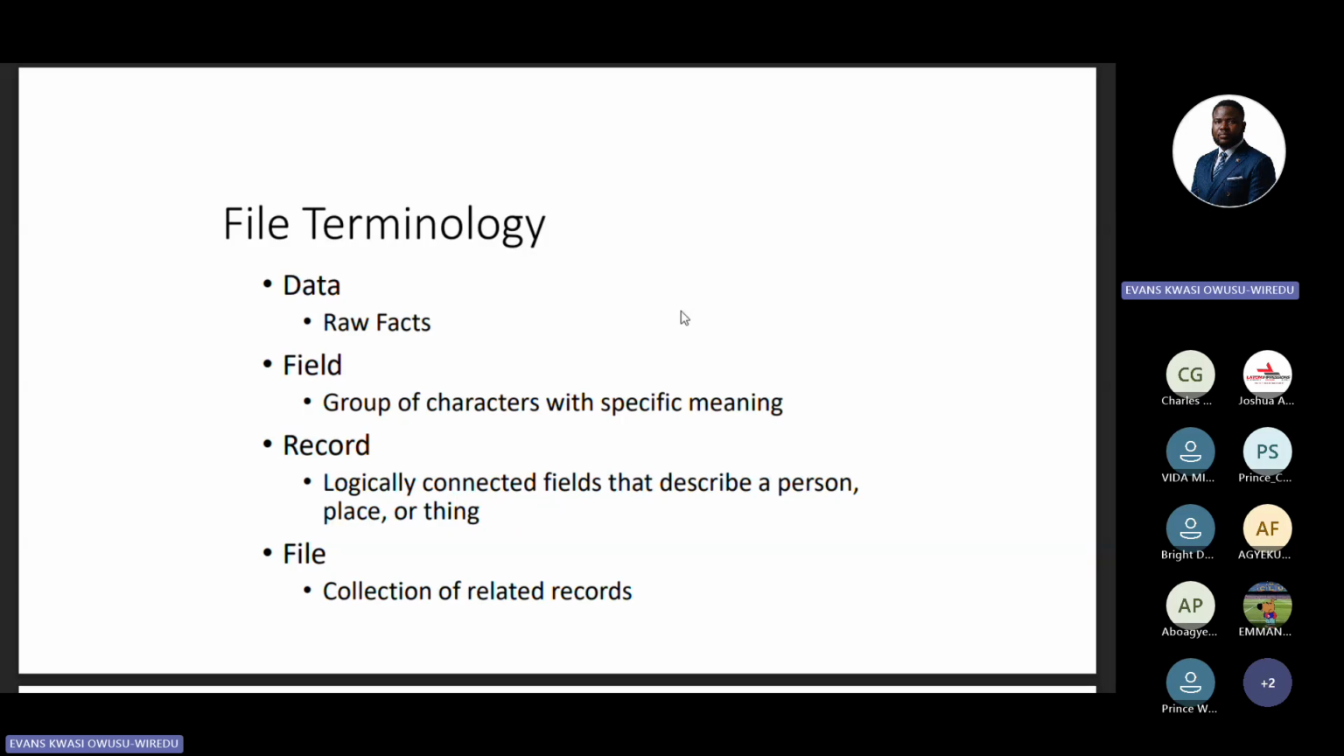Very, very important, right? Data, field. A field is a group of characters with specific meaning, and I mentioned names, right? And ages, countries, nationality, right? These are fields that may be created on database systems. And then when they are all connected together, so Amma is 89 years, comes from Netherlands, but she's a Ghanaian. Do you get me?